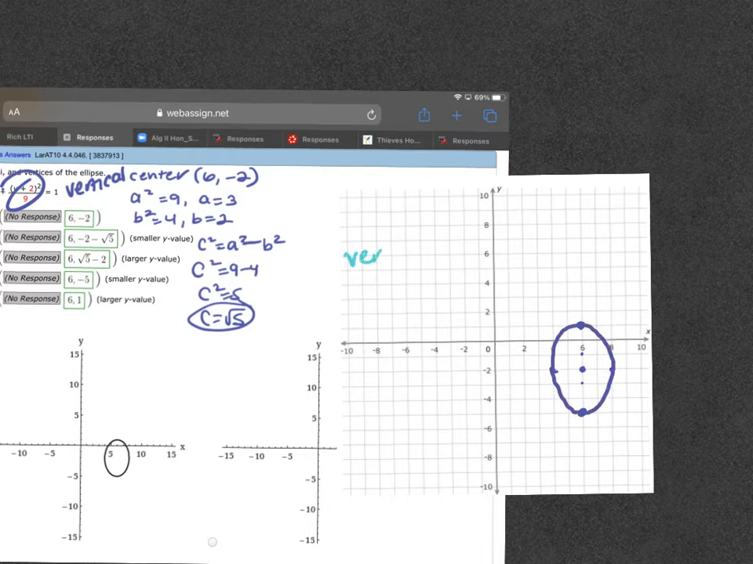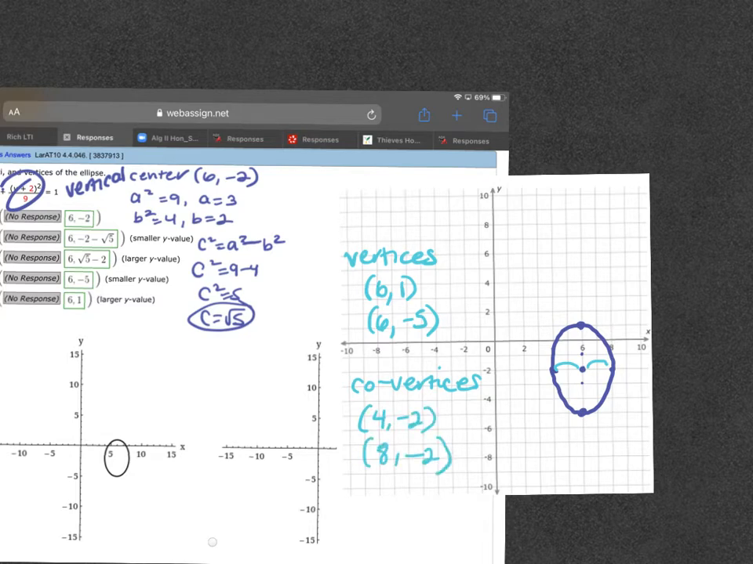So the vertices, I shifted up and down the a. So the x stays the same, which is 6. The negative 2, I added 3 to it, and I'm at 1. And I subtracted 3 from it, and I'm at negative 5. The co-vertices, I now changed the x. So the y stays the same, and the x went left and right too. So I'd get 4, negative 2, and 8, negative 2.